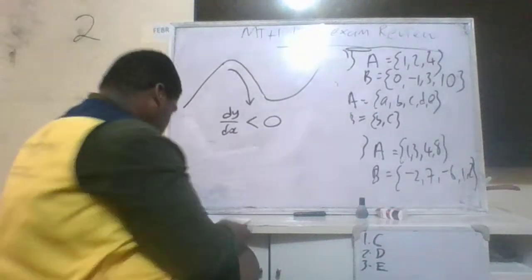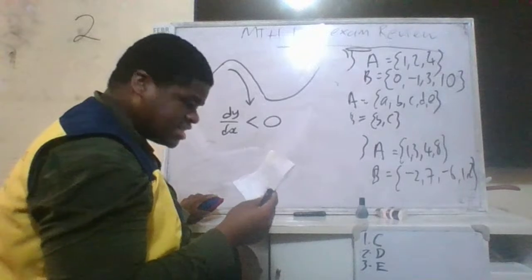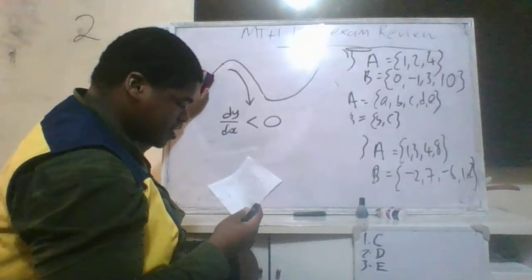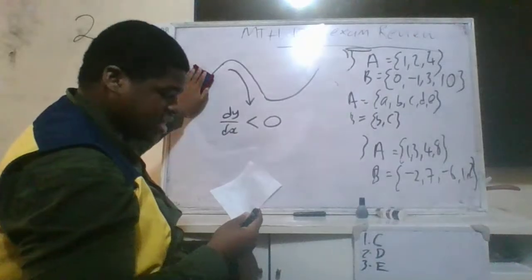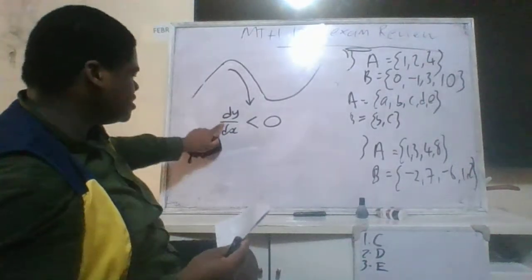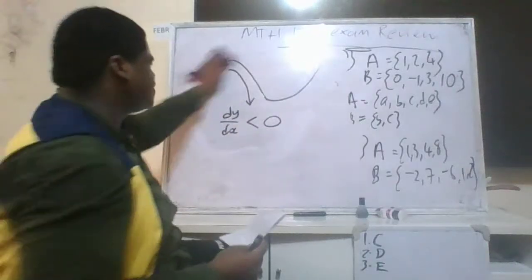So now we're finding the interval on which this function f of x is equal to x to the power of 3 minus 6x squared plus 9x plus 1. We're trying to find when this function is decreasing. When it's decreasing, its gradient is less than 0. So let's solve for that.